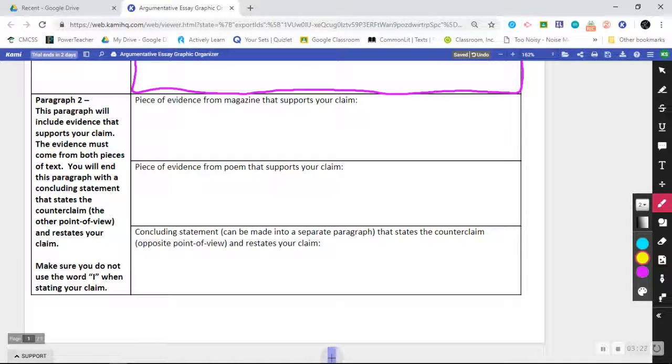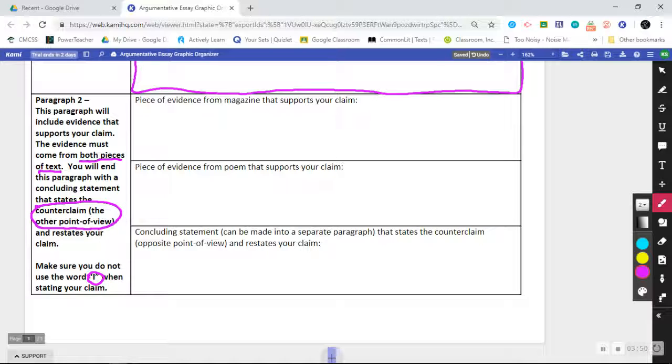Okay, paragraph 2. This paragraph will include evidence that supports your claim. The evidence must come from both pieces of text. You will end this paragraph with a concluding statement that states the counterclaim, which is the other point of view, and it will restate your claim. And again, make sure you don't use the word I.